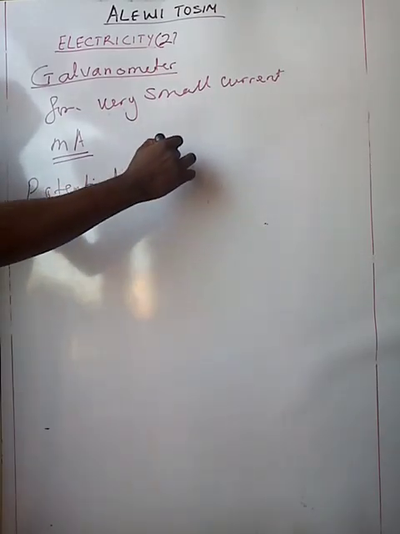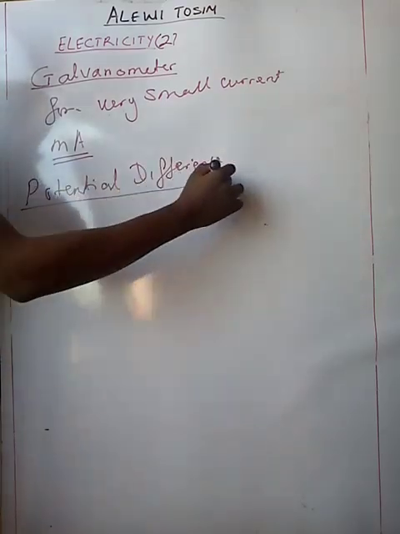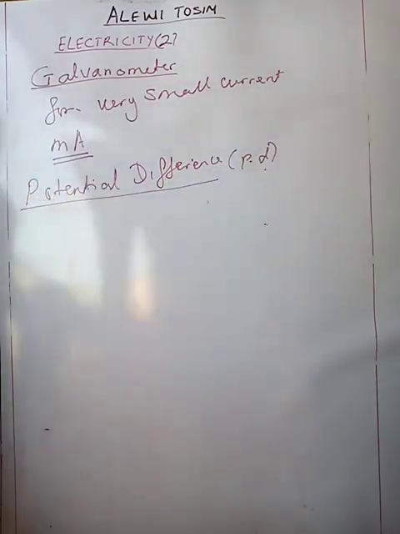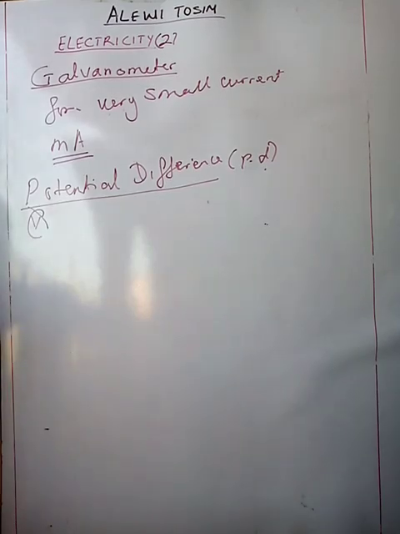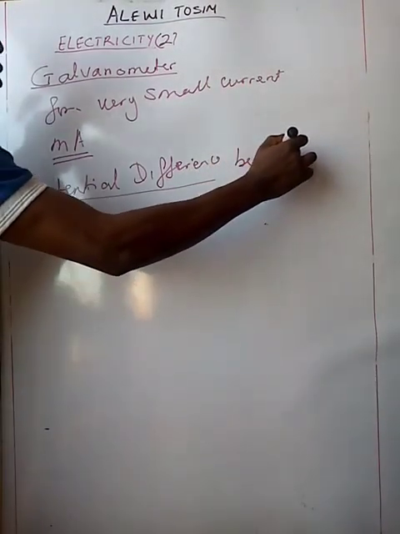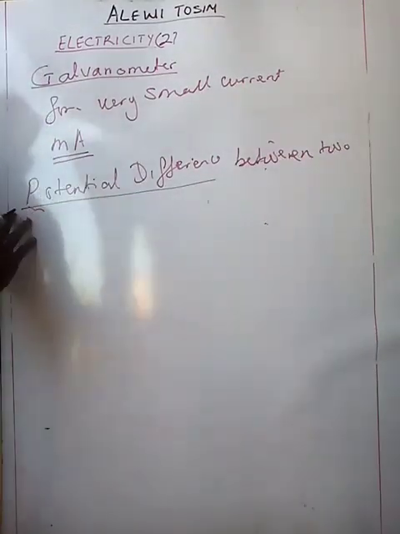Potential difference. Now, what is potential difference? Most of us write it as PD, potential difference, while in application, while doing calculations, we write it as what? As V. Now, what is potential difference? Potential difference between two points, let me write it this way, between 2 points.